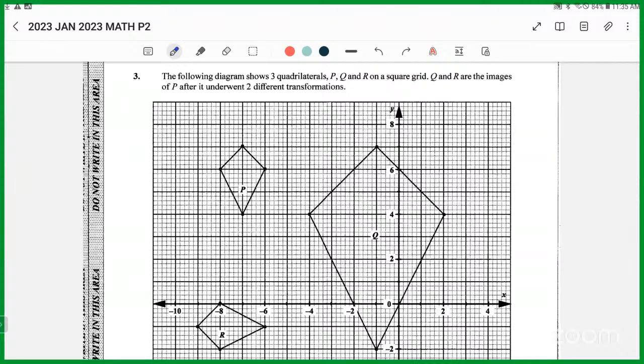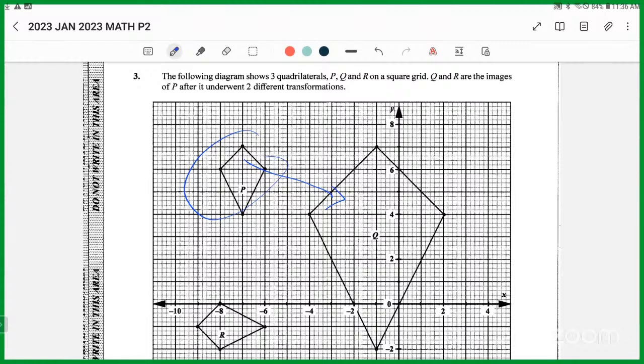underwent 2 different transformations. So this is the original one. It was transformed to this, which is clearly an enlargement. It was transformed to this, which is clearly a rotation. I would say the thing turned. But this one, the enlargement, if you're describing that enlargement, you have to give 2 things: scale factor and the center.